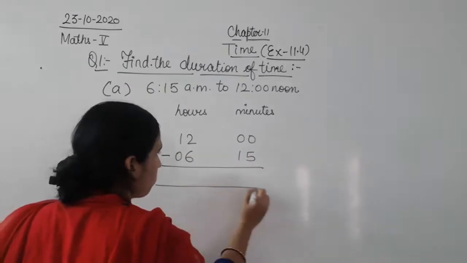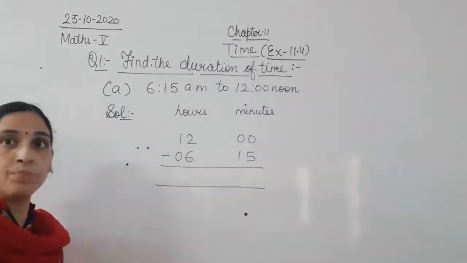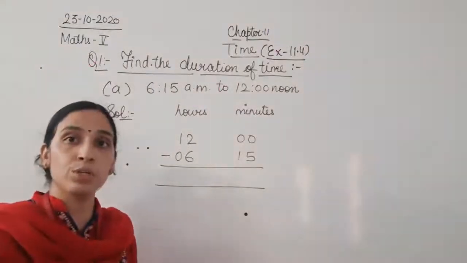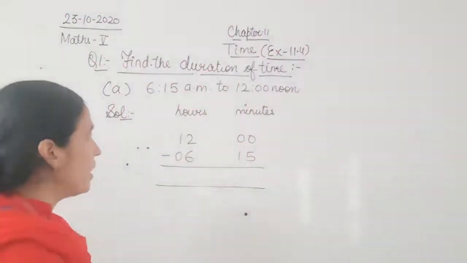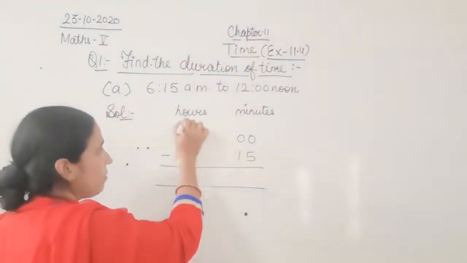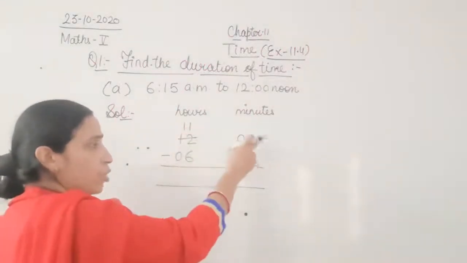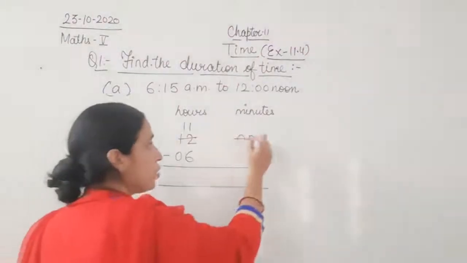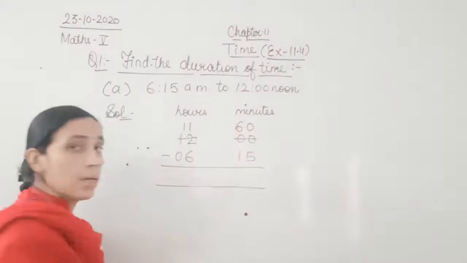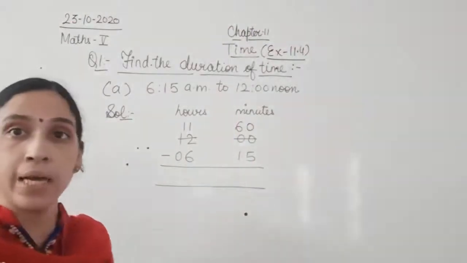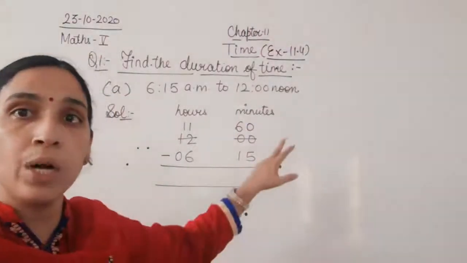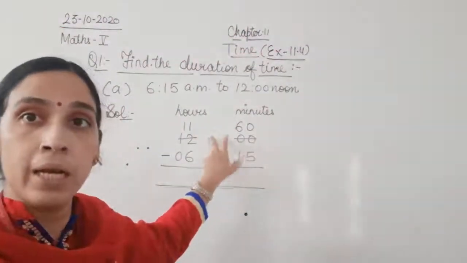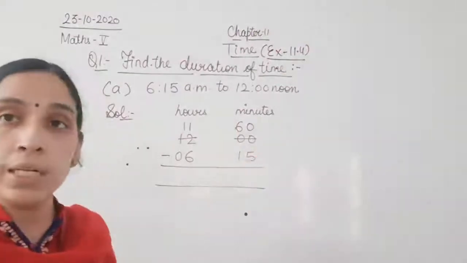Now what will we do? We have done these subtraction sums in our previous exercise also. Now this 12 will become 11 and 1 hour will be changed into minutes. In 1 hour we have 60 minutes. So here you will write 60, because in 1 hour we have 60 minutes. We will get 1 hour from here, and here we will convert it into minutes.